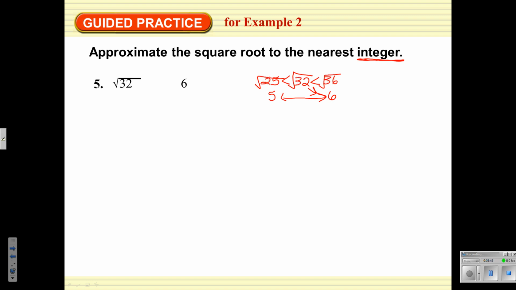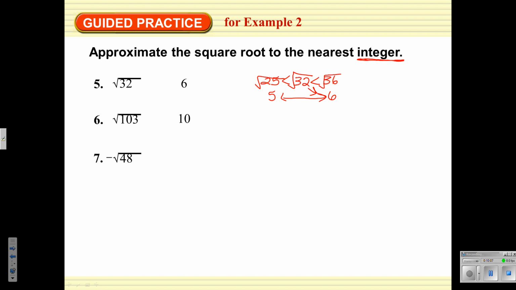Okay? All right, next problem. The square root of 103. And you should have estimated 10, because the square root of 100 is 10, and 103 is very close to 100.